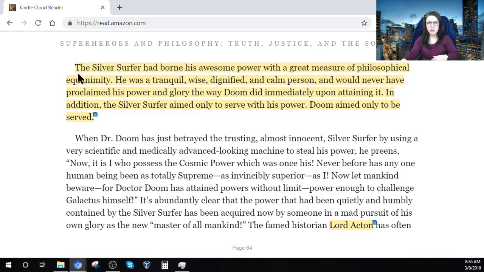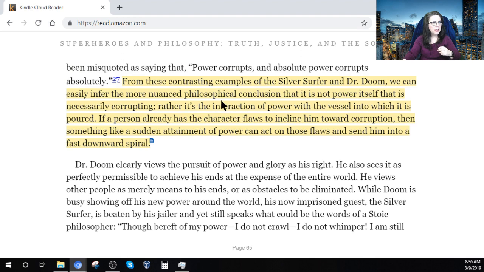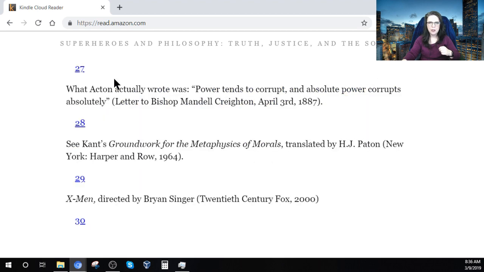And in order to support this thought, the authors discuss more about Dr. Doom and the Silver Surfer, and they talk about possessing cosmic power, and they bring in this famous quote from Lord Acton, and I'm sure that you've heard this quote before. He's a famous historian, and he is quoted as saying, "Power corrupts, and absolute power corrupts absolutely." You can use this footnote here, and what Acton actually wrote was, "Power tends to corrupt, and absolute power corrupts absolutely."